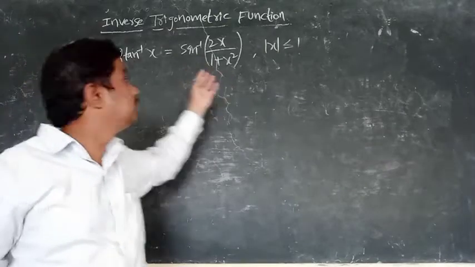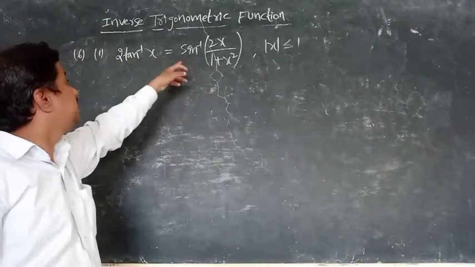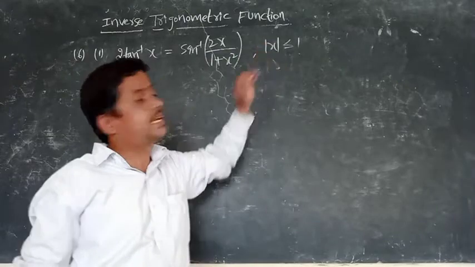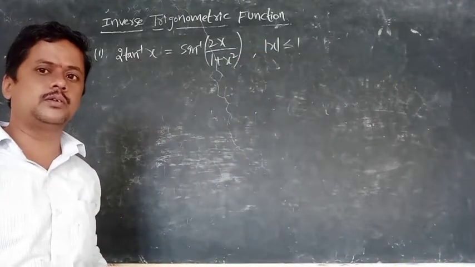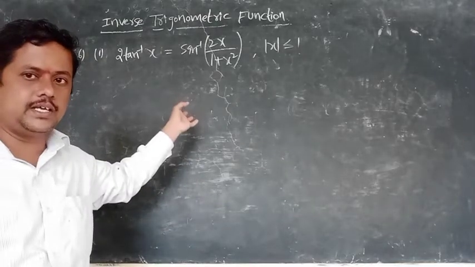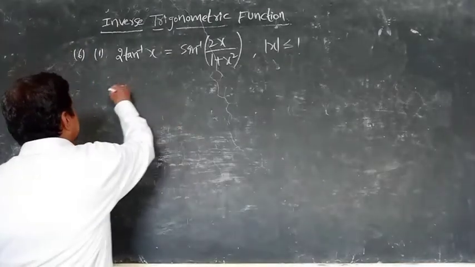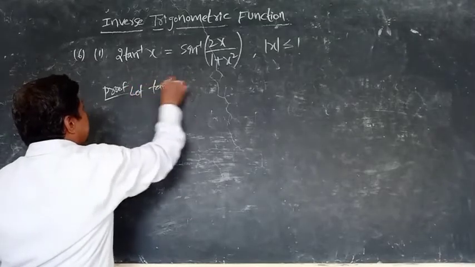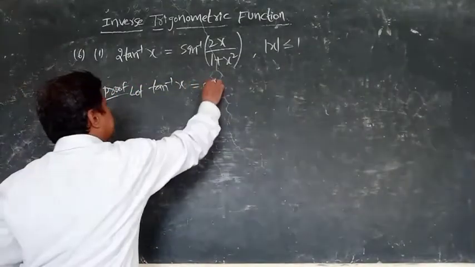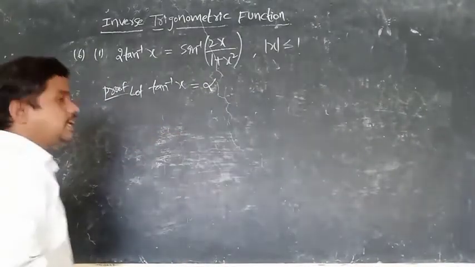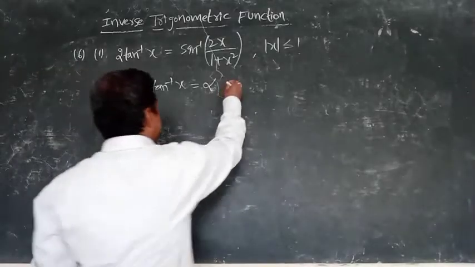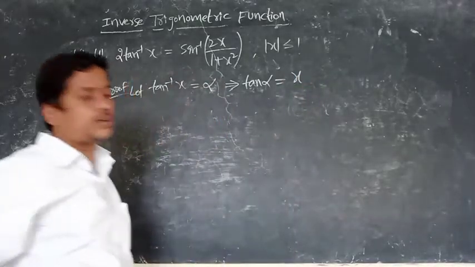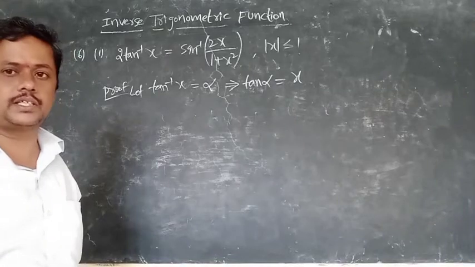So next problem. 2 tan inverse x is equal to sin inverse of 2x divided by 1 plus x square, with the condition mod x less than or equal to 1. How to solve this property? Please see here. Let us consider tan inverse x equal to alpha. According to the definition of the tan inverse, tan alpha is equal to x.